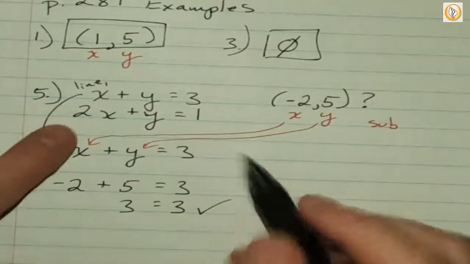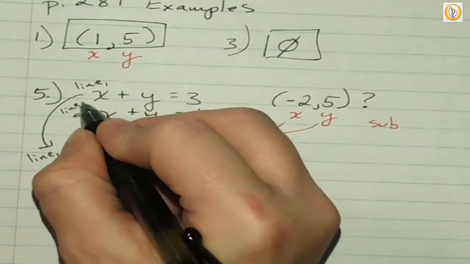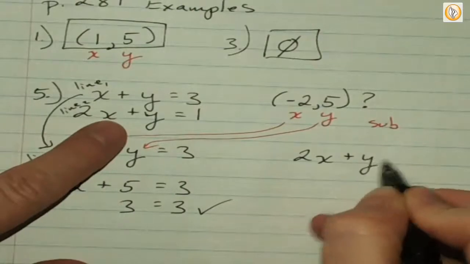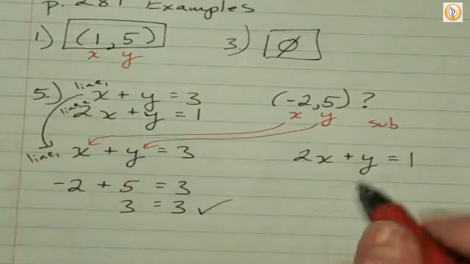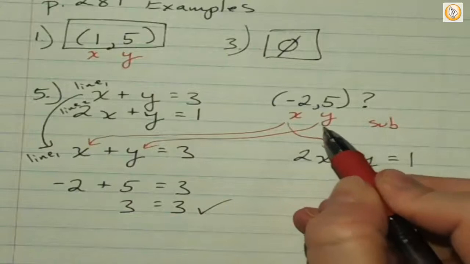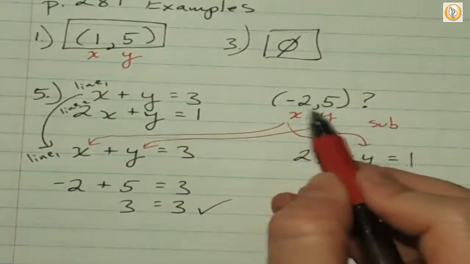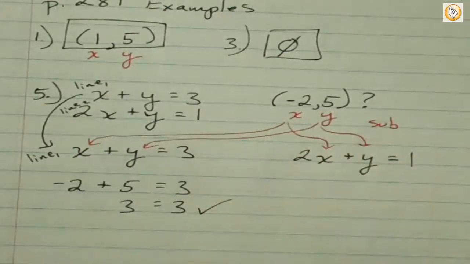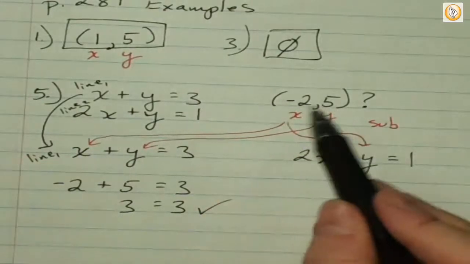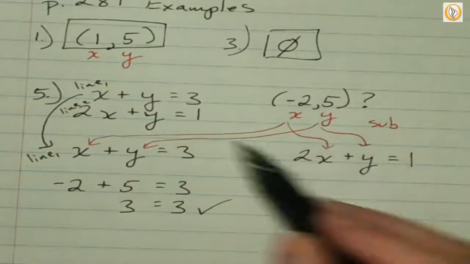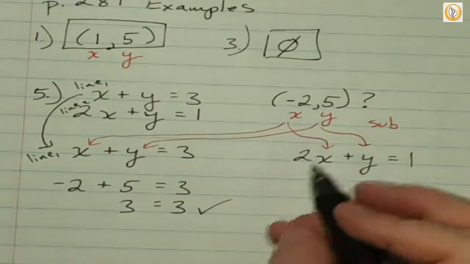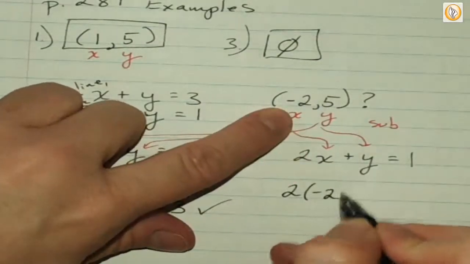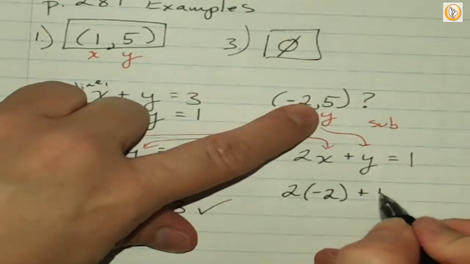So now let's do line 2. So I've got 2x plus y equals 1. And I'm going to substitute the x and the y. And remember, I got this ordered pair from the actual directions. They said, is this a solution to these two systems? I'm going to substitute this ordered pair, the x and the y, in line 2 now. So that is 2 times x, right? So 2 times negative 2 plus 5.